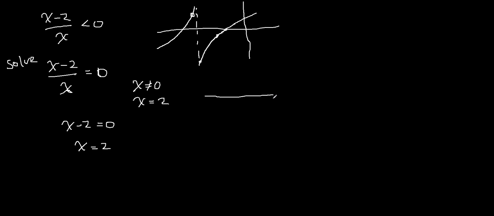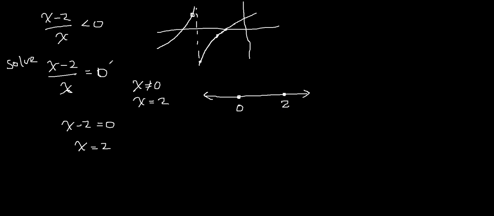So let's draw a number line. There will be a non-permissible value here, an asymptote, and a 0 here. Remember, the signs may change only when it either crosses the x-axis or has an asymptote, which is kind of similar to crossing the x-axis. So let's do some test points.